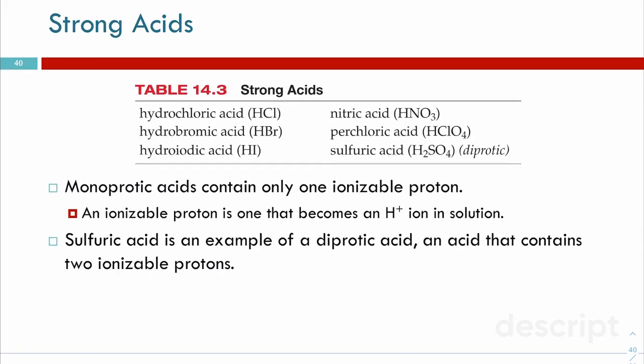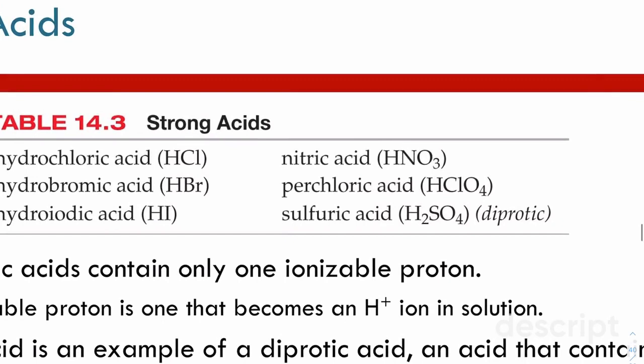So here's a list of some strong acids. All of the acids that are formed with halides, so fluorine, chlorine, bromine, iodine, are all strong acids. That's one of the quick ways on the periodic table to recognize those. Nitric acid, perchloric acid, and sulfuric acid are also strong acids. Most strong acids are monoprotic, but sulfuric acid is one of the few that's diprotic.